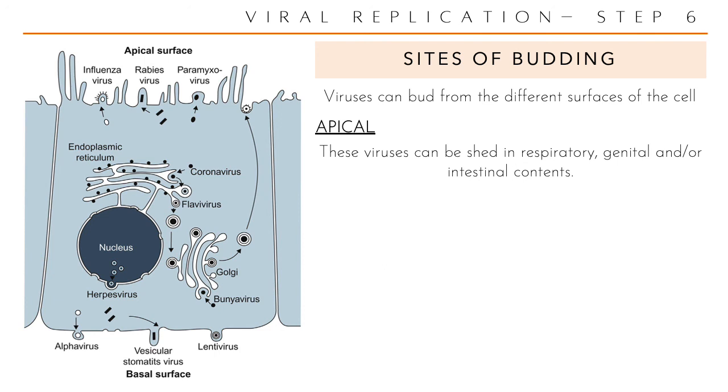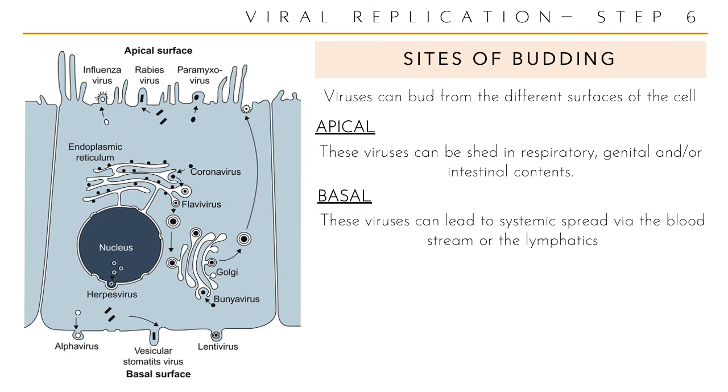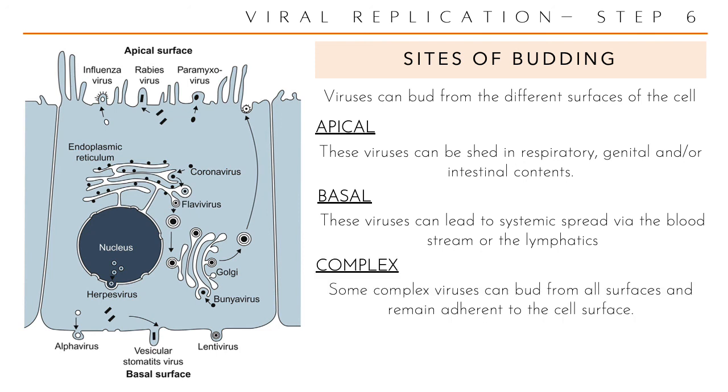Some would go out of the basal surface. And these are the viruses which actually lead to systemic spread agad, since they can spread through the bloodstream or the lymphatics when they bud out of the basal surface. And some are complex, actually. If you think maybe they could bud from the lateral part, they wouldn't really bud from the lateral part. However, some viruses will bud from the apical and the basal, but they will stay there. They would not go out with the intestinal contents. They would stay there, and with the expression of multiple glycoproteins and such, they would cause cell-cell fusion, or what we call syncytia.